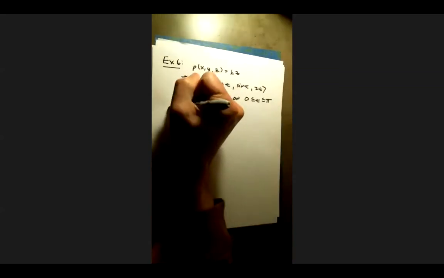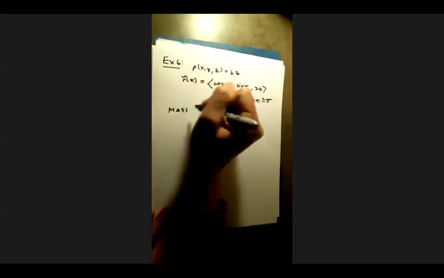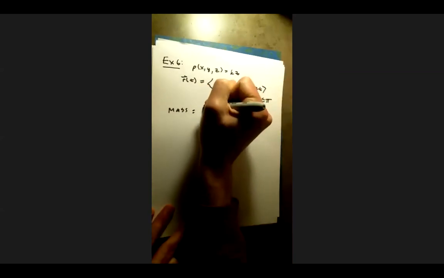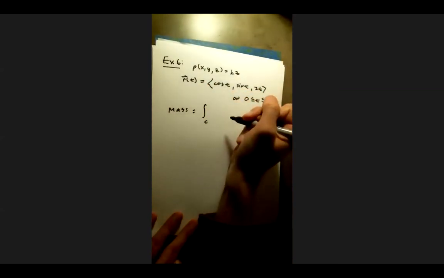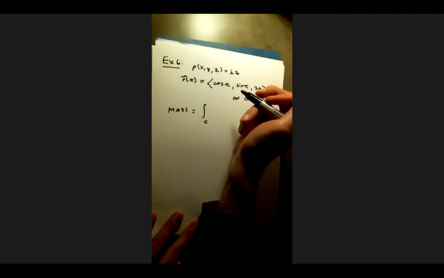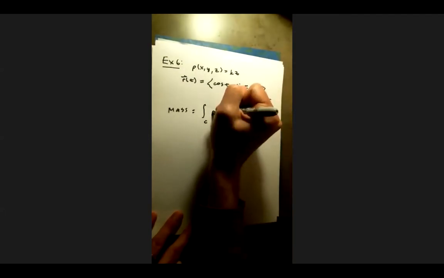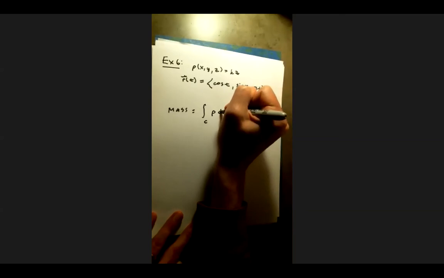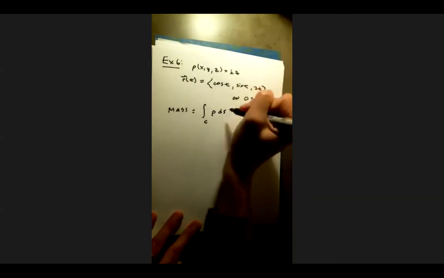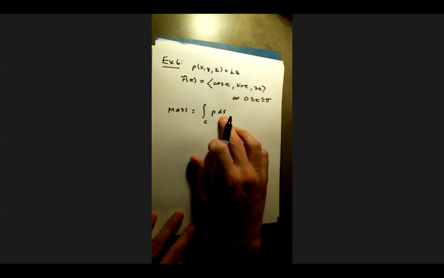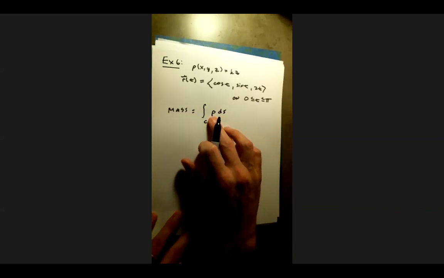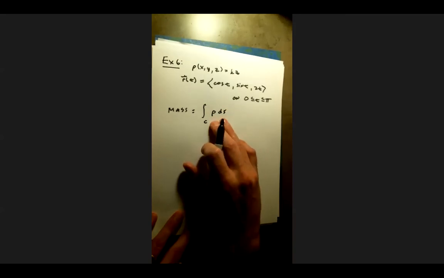And so our mass will be equal to the line integral of the density function times ds. Do you remember what ds represents? Arc length? Arc length, exactly. So this would be the density per length times the arc length. And so that's why that combination would give you the mass.